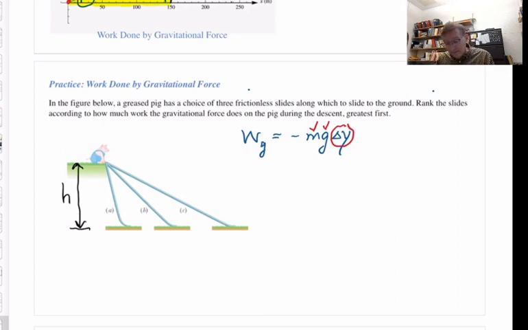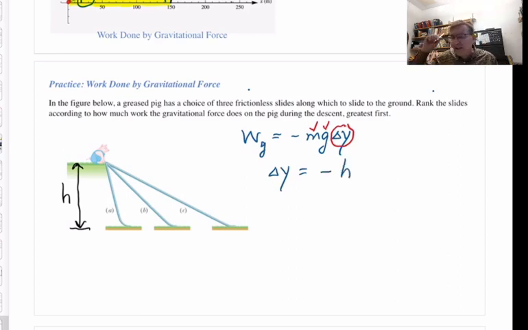So you might think that the shape of the slide is important. But notice something. For all 3 slides, is not the delta y the same? What is the delta y for all 3 slides? Think about that a second. Get an answer in your head, but be careful. Did you say that delta y equals negative h for all 3 slides?